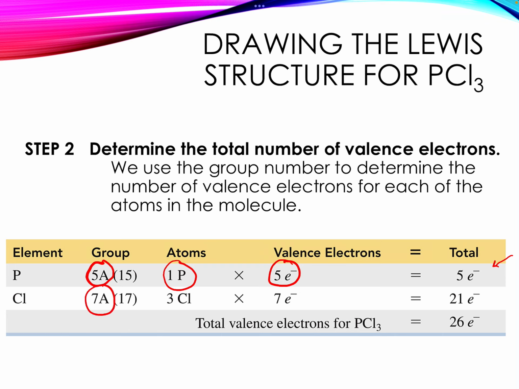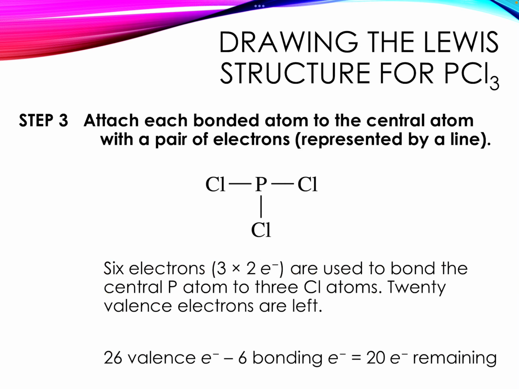Chlorine is in group 7A, and there are 3 of them. So if we multiply 7 by 3, we get 21 electrons coming from chlorines. So total, we have 26 electrons that we can use in our structure. Again, 5 from phosphorus and 7 from each of the chlorines. So if I add them all up, we get 26.